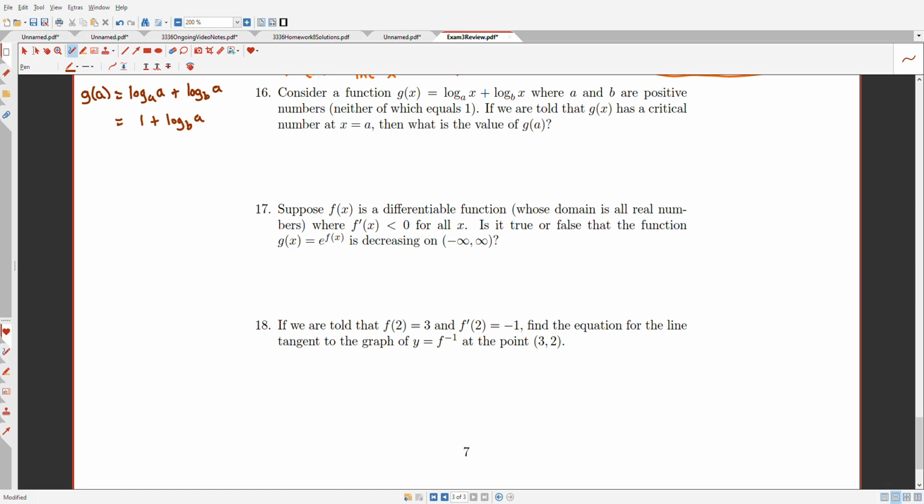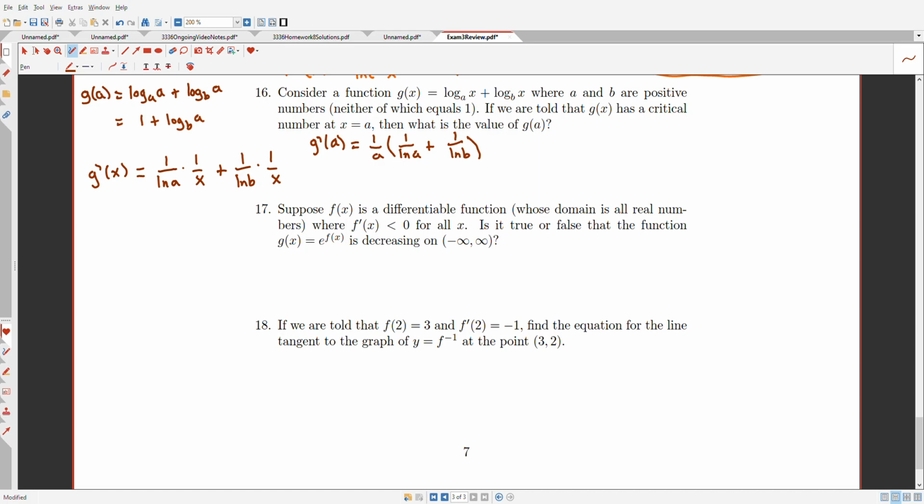But notice, so far, I haven't used that we have a critical number when x equals a. Critical numbers are when the derivative is 0 or undefined. So let's take a derivative. G prime of x. The derivative of log base a of x, that's 1 over natural log of a times 1 over x, plus the derivative of log base b is 1 over natural log of b times 1 over x. And so what do I learn here? I know that g prime of a, I'm going to have a 1 over a times a 1 over natural log of a, and a 1 over a times a 1 over natural log of b. So I just factored that 1 over a out.